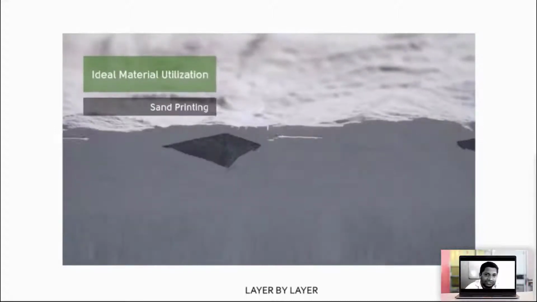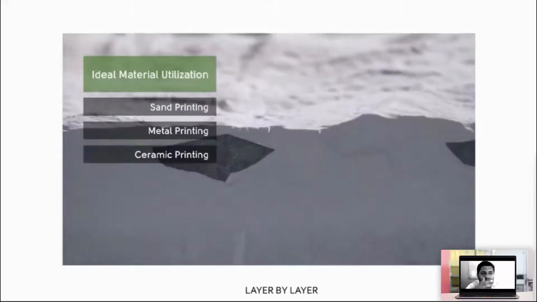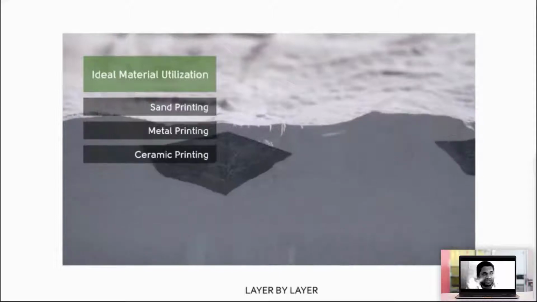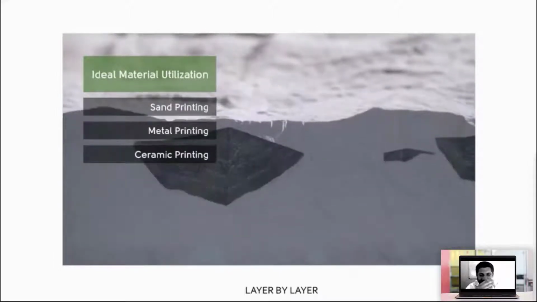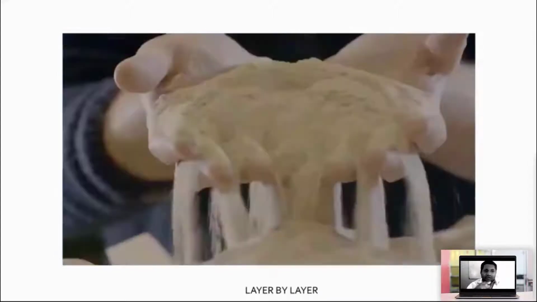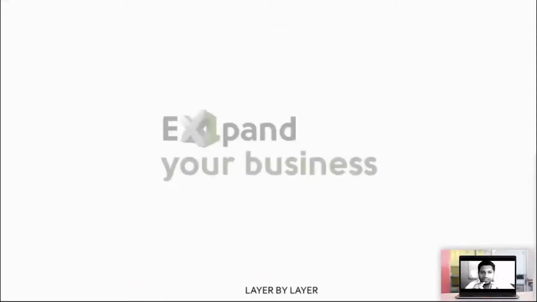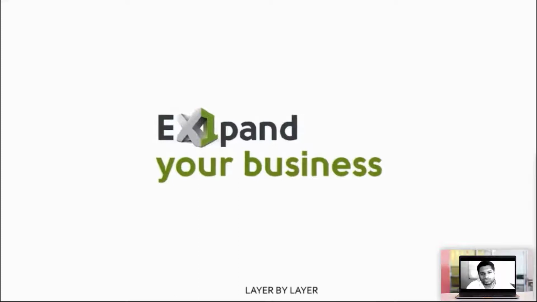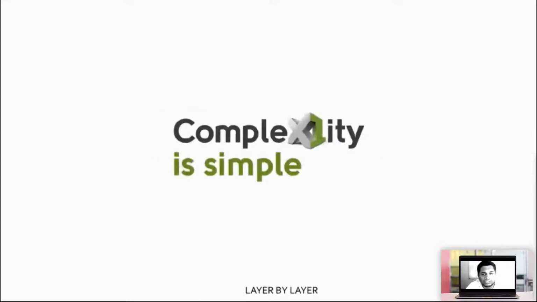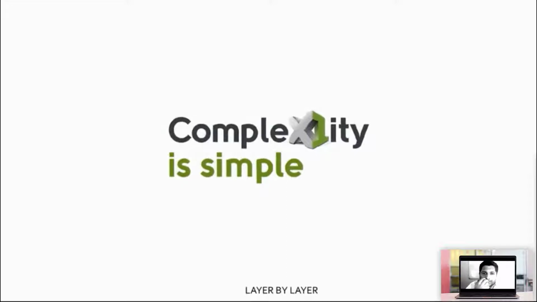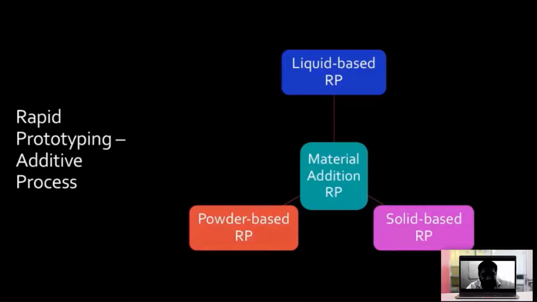After we do the printing, the loose powder is removed later on. You can see this loose powder is removed afterwards, because only the part which is glued is bound and the rest of the powder is loose. So it is removed later on. So this was a little bit on layer by layer deposition.